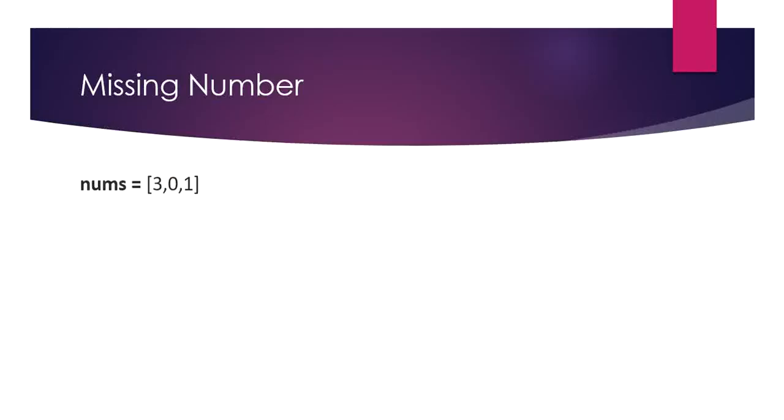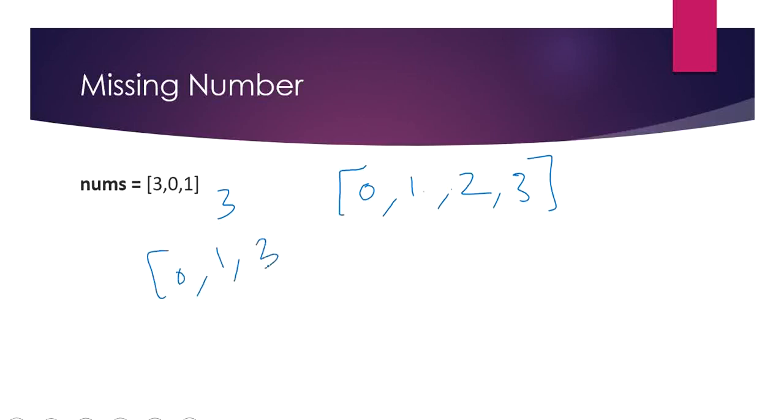So here is the first example. The numbers array is of size 3, so the values should be from the range 0 to 3, that is 0, 1, 2 and 3 in this case. The values given are 0, 1 and 3, so the missing number is going to be 2 and that is going to be our output.